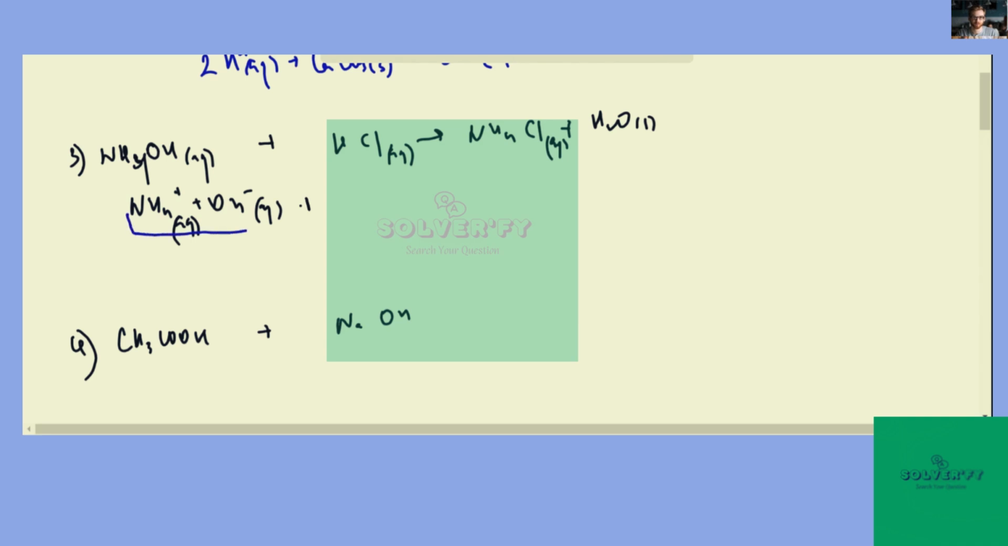This part can be written this way, or we can just write it down as NH4OH because it's a weak base. But for now, let's just do it this way. So it forms NH4+ and Cl-.